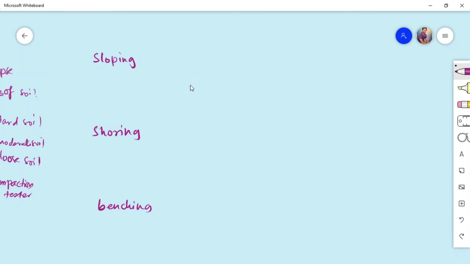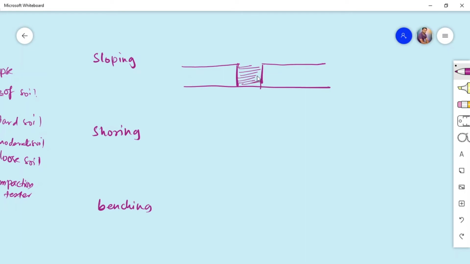Okay, so what is sloping? See, if it is loose soil, the best method of protecting an excavation is always sloping. It is the best, easiest and cheapest method of preventing excavation collapse, provided we have too much space. Okay, we need too much space. Why? Because normally, if this is a place that needs to be excavated, this is our excavation place on the ground.